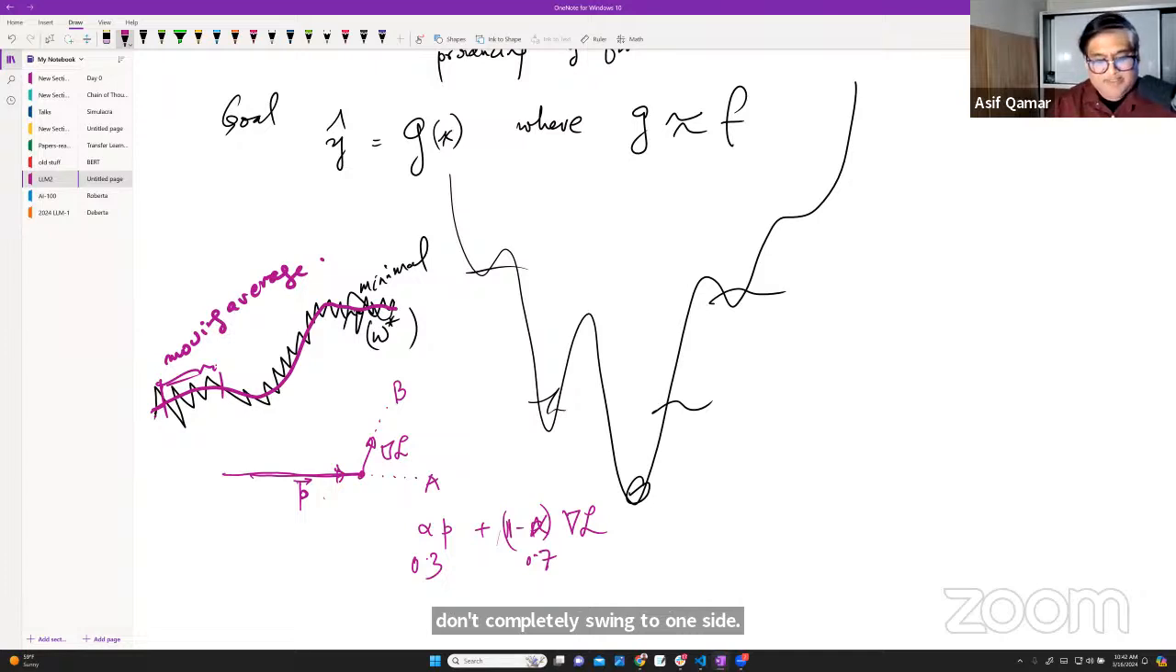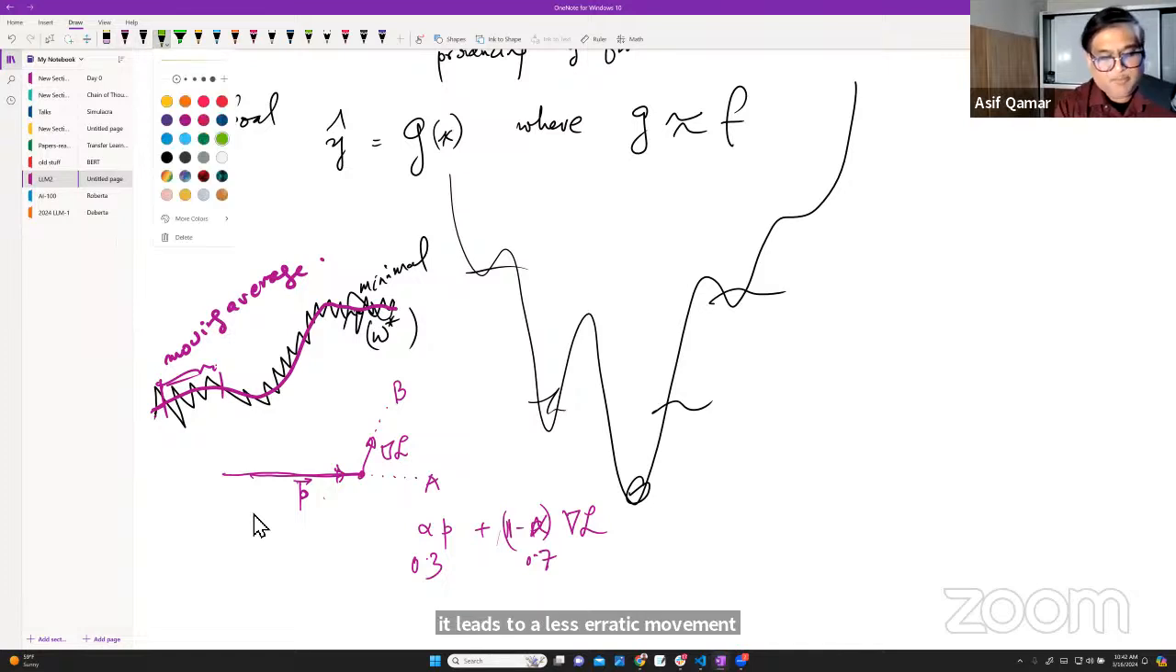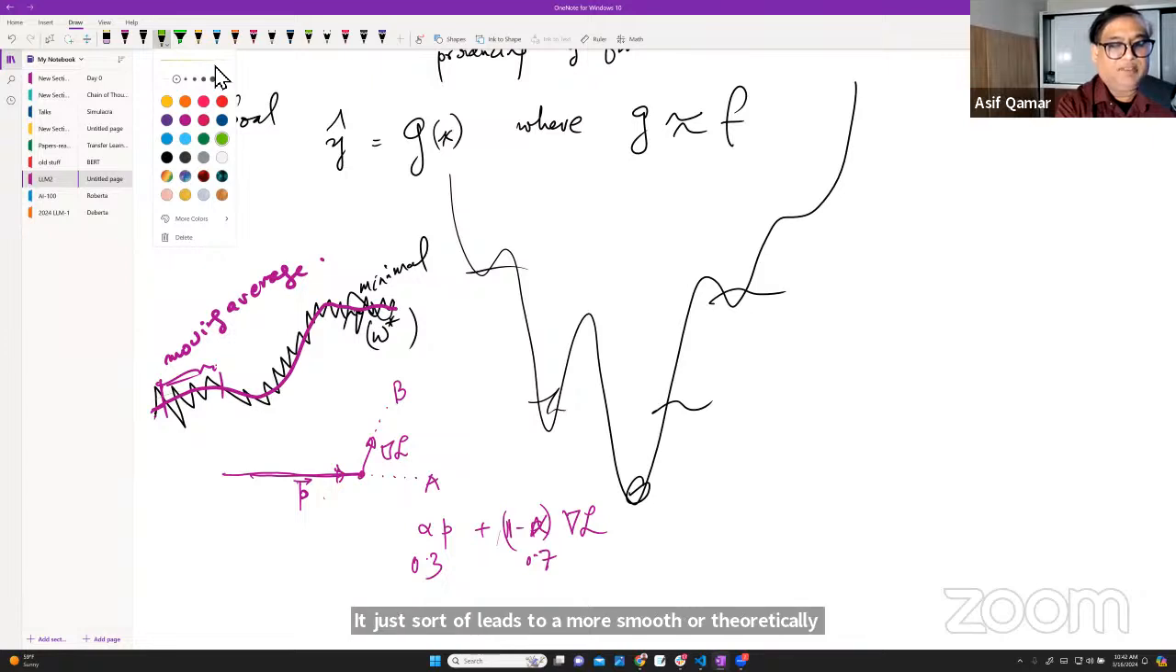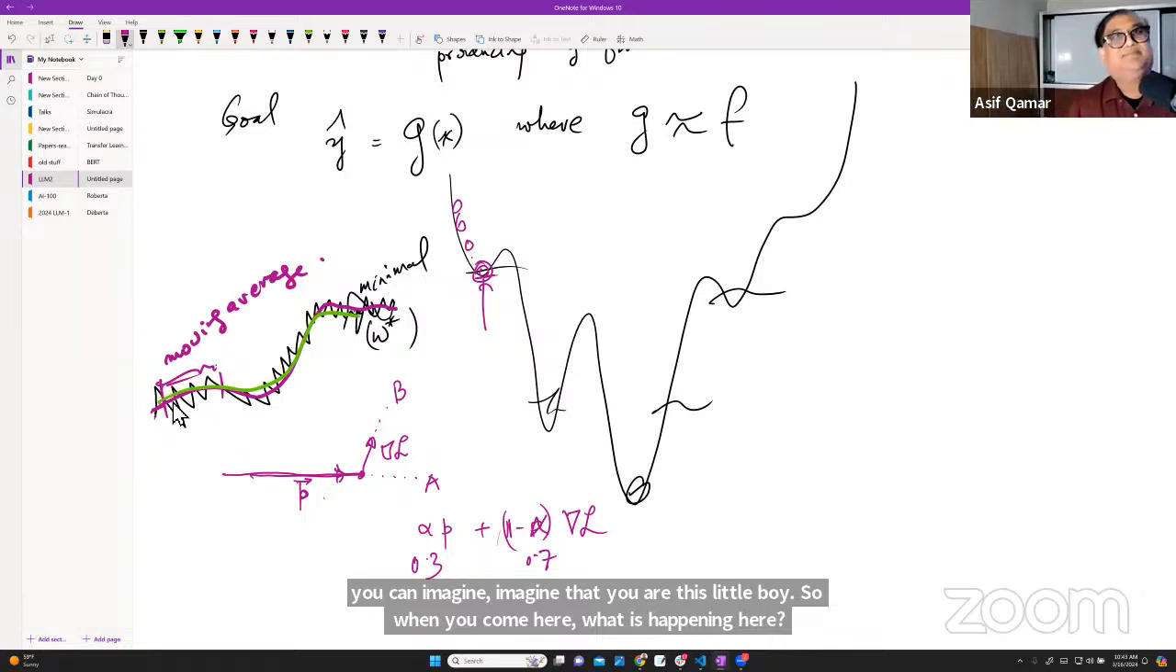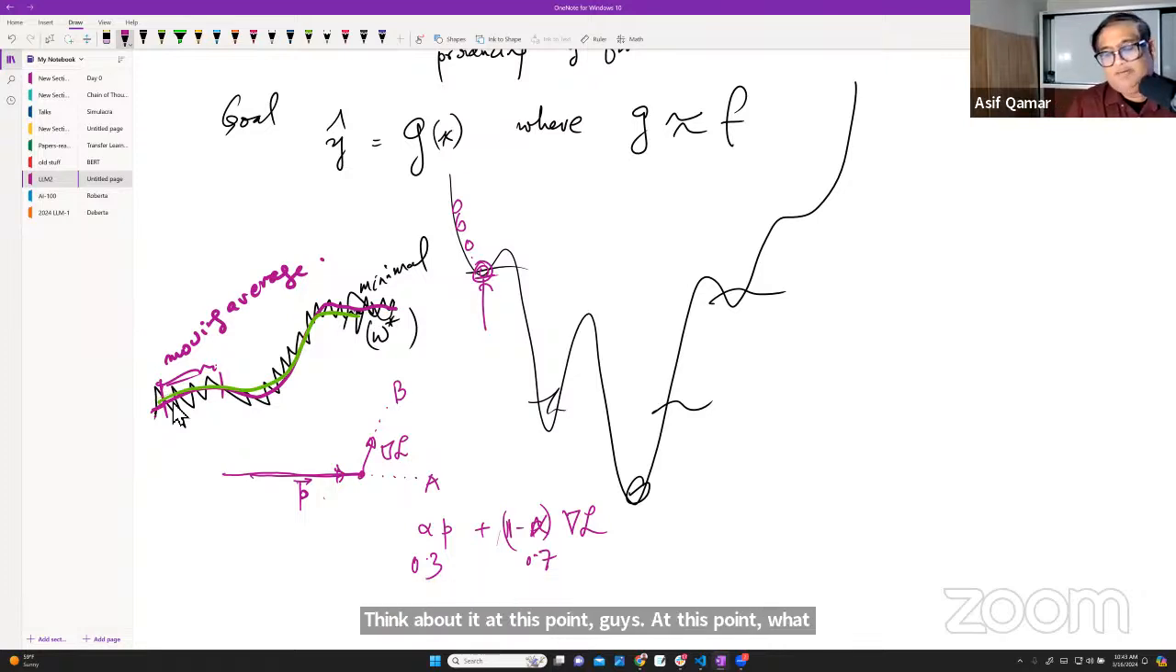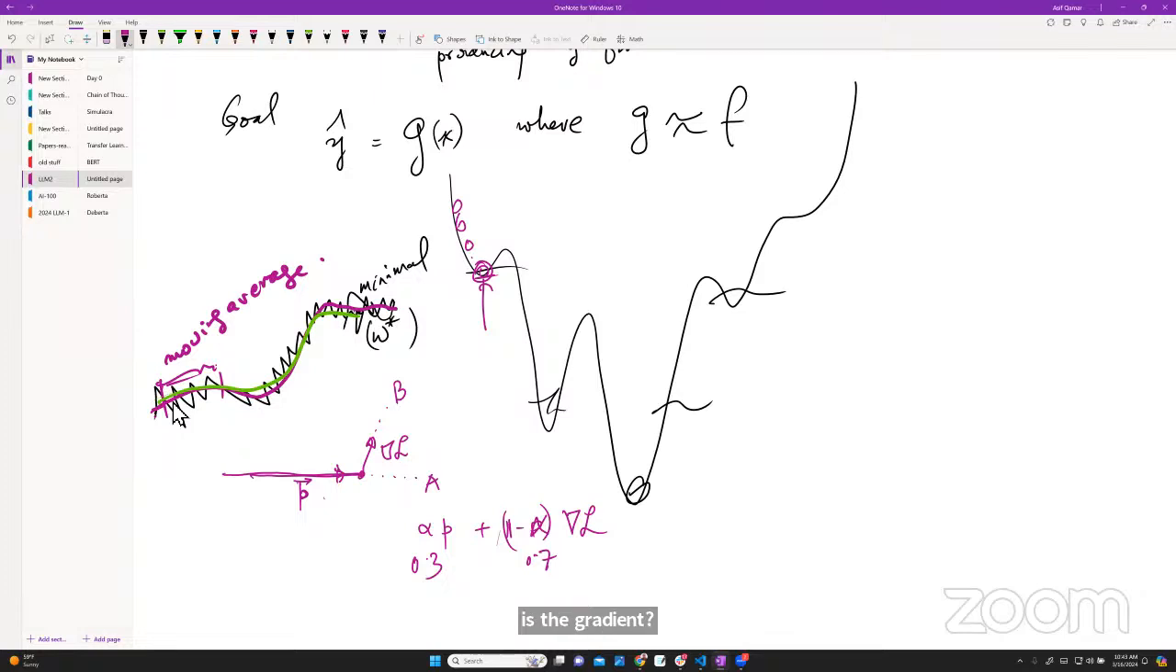What that leads to is less erratic movement, a smoother, or at least theoretically much more controlled, progression towards the minimum. Then the other aspect that comes in is the learning rate. But before we go to the learning rate, what does momentum give you? Imagine that you're this little ball. When you come here, think about this point, guys. If you're coming down this slope, what is the gradient at the bottom of it?